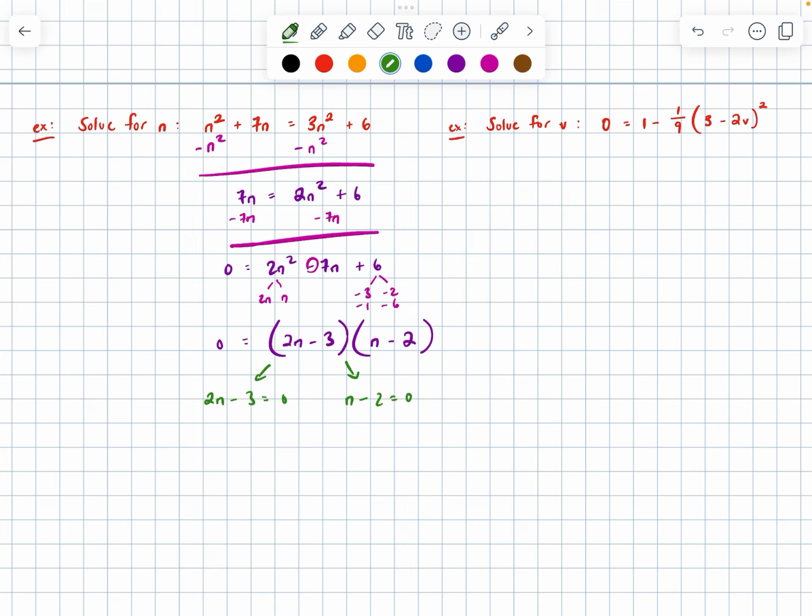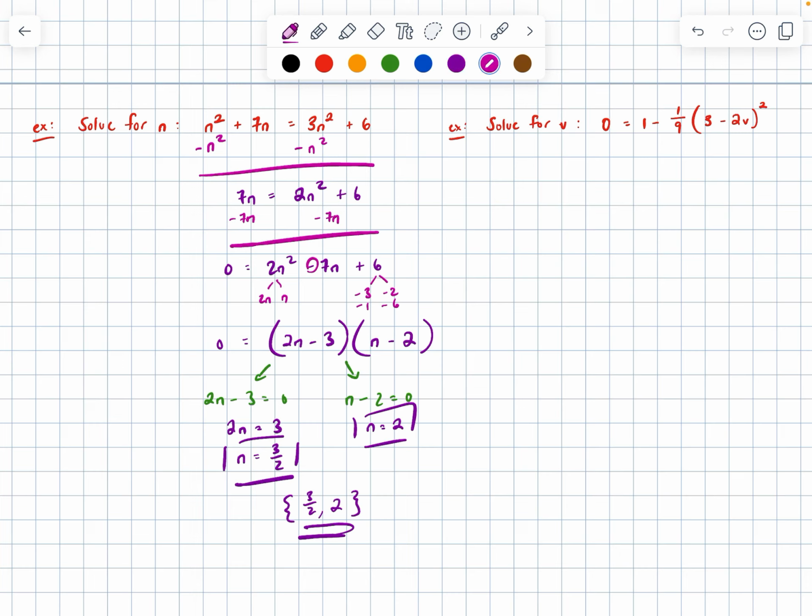If 2n minus 3 is my 0, I can add 3 to both sides to get that 2n is equal to 3. Dividing both sides by 2 reveals that n is equal to 3 halves is my first option. If n minus 2 is equal to 0, I can add 2 to both sides. Here, n is positive 2. If I want to be annoying, 3 halves is smaller than 2, so it's going to come first inside of my set builder notation.